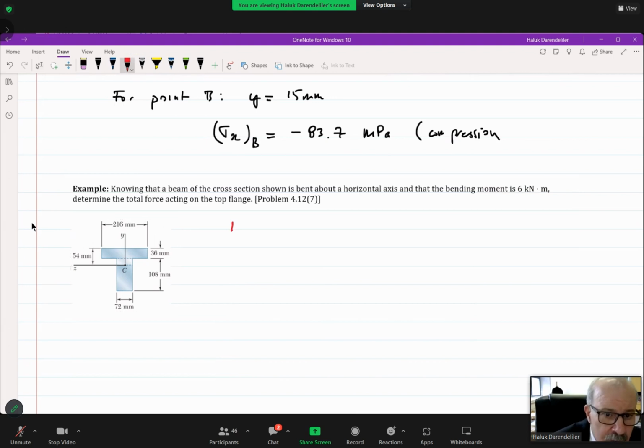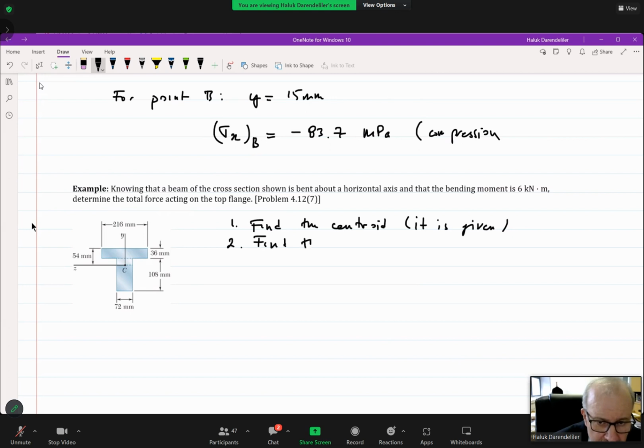Okay. First, find the centroid. Find the centroid. It is known. It is given, let us say. Okay, in this problem. Second, find principal centroidal axis. Find the principal centroidal axis.